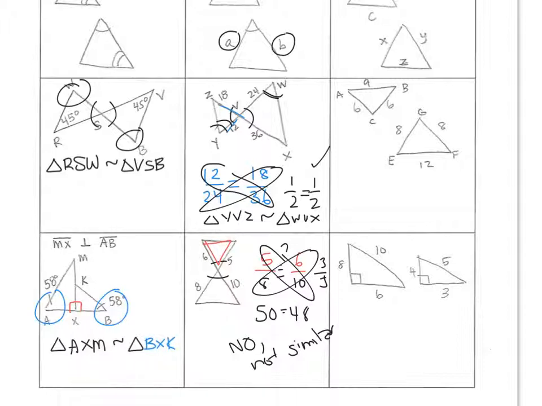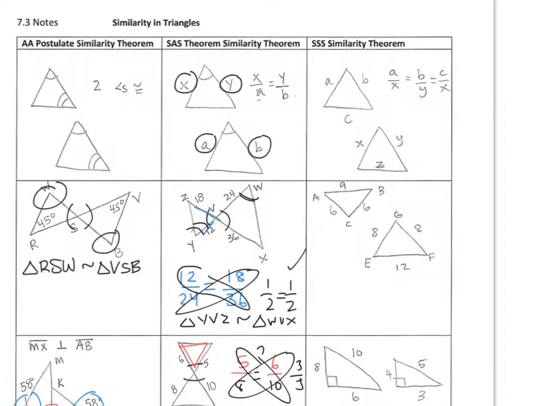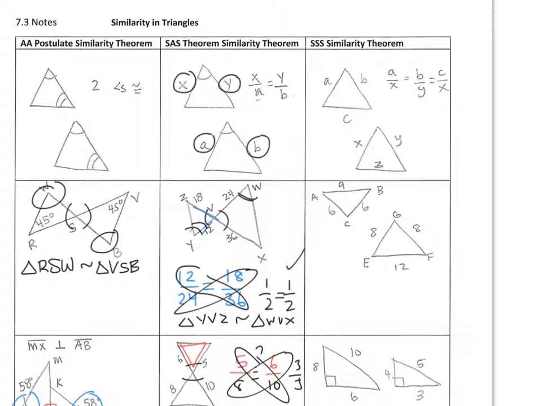And then the last one is side-side-side. So checking to see if all of the sides are in proportion. So I do the same thing. I take one of the triangles and I write the sides out from least to greatest. So 6, 6, 9. Then I do the same thing with the other one, 8, 8, 12. And I need to see if all these ratios are the same. Well, this is 3/4, this is 3/4, and this is 3/4. So yes, triangle ABC is similar to triangle.